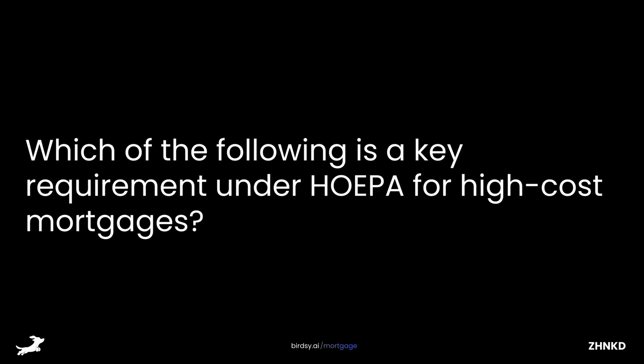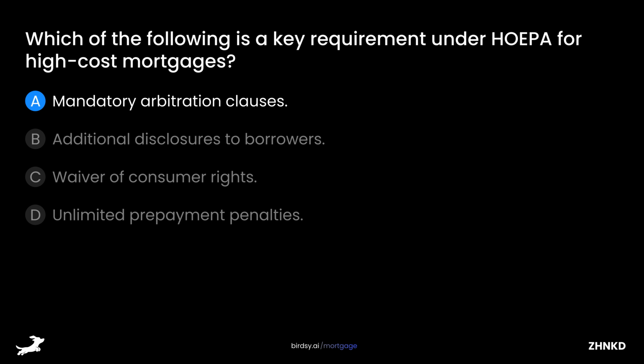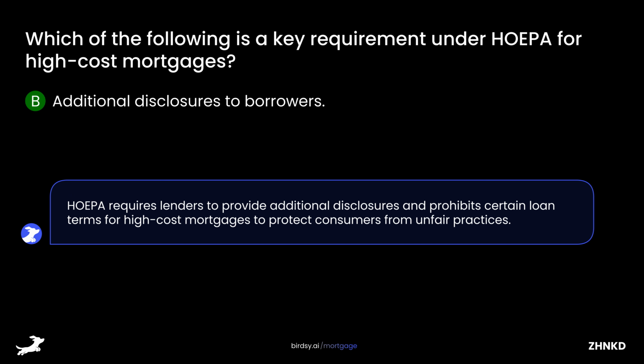Which of the following is a key requirement under HOEPA for high-cost mortgages? Is it A, mandatory arbitration clauses, B, additional disclosures to borrowers, C, waiver of consumer rights, or D, unlimited prepayment penalties? The answer is B, additional disclosures to borrowers. HOEPA requires lenders to provide additional disclosures and prohibits certain loan terms for high-cost mortgages to protect consumers from unfair practices.